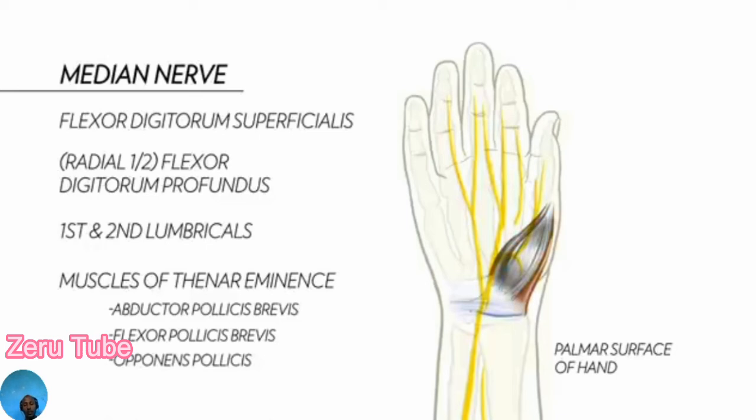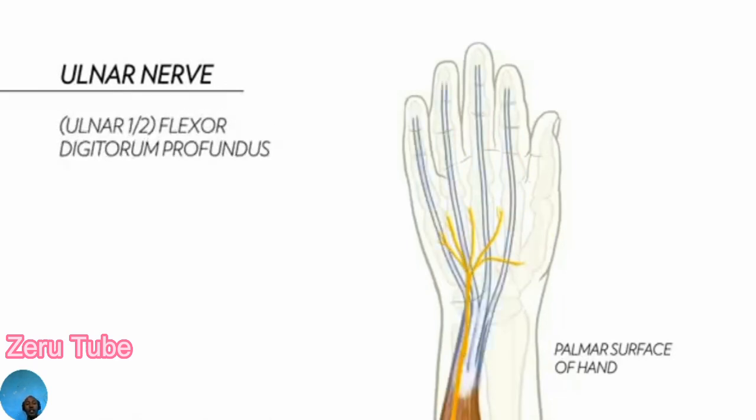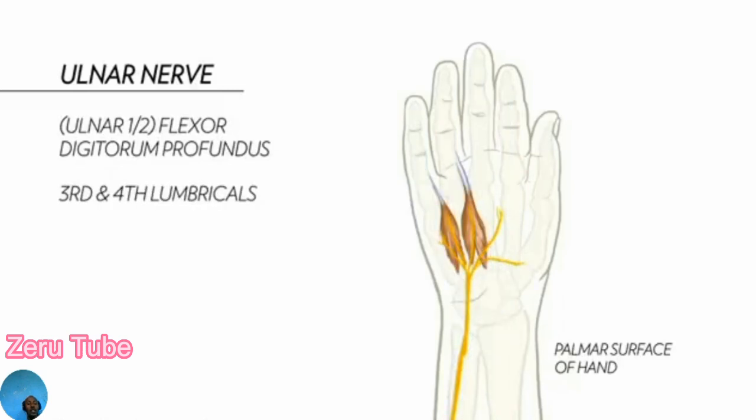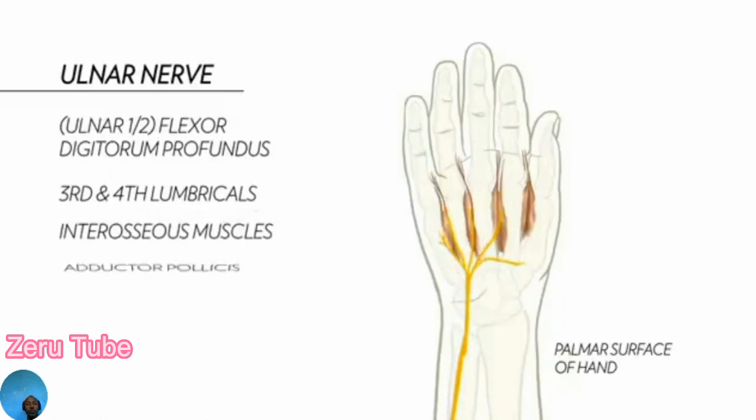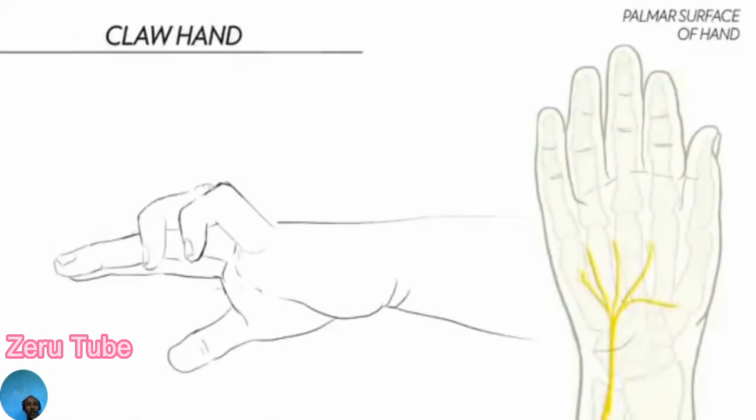This is the thenar eminence. So this thenar eminence is innervated by the median nerve. Those small muscles found at the thenar eminence are innervated by the median nerve. The ulnar nerve gives innervation to the ulnar half of flexor digitorum profundus, the third and fourth lumbrical muscles, the interosseous muscles, and the adductor pollicis muscle. The adductor pollicis muscle is innervated by the ulnar nerve.